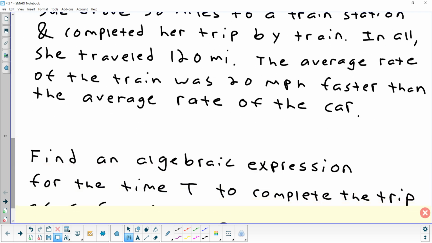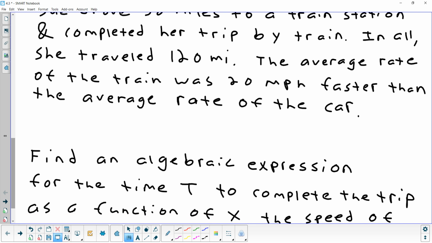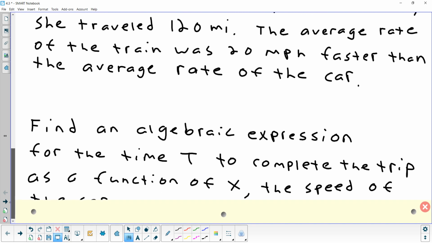So we're going to let x be the speed of the car. And what they want us to do is find a formula that represents the total time to do the trip. I'm going to have a formula that says T of x equals, and if you tell me how fast the car was going, I can plug that in, and it'll tell me the total time for the whole trip, train and car together.